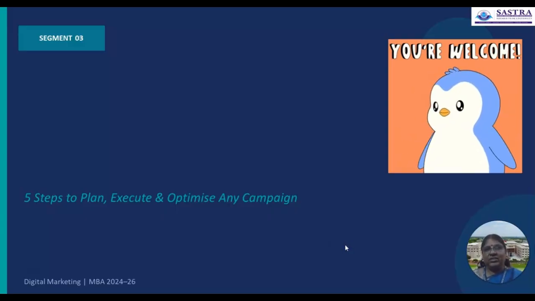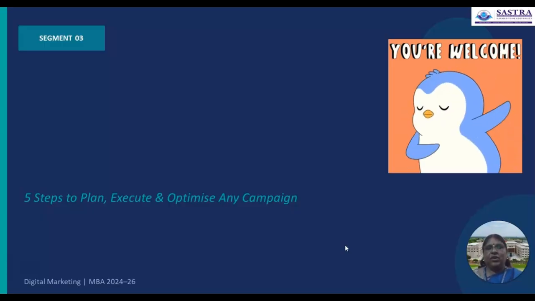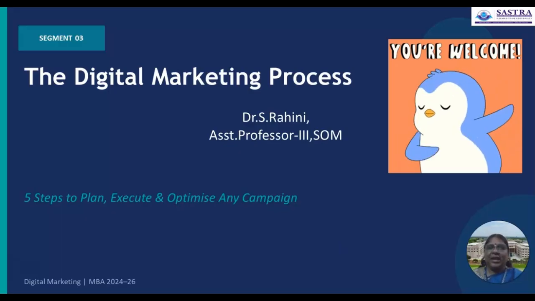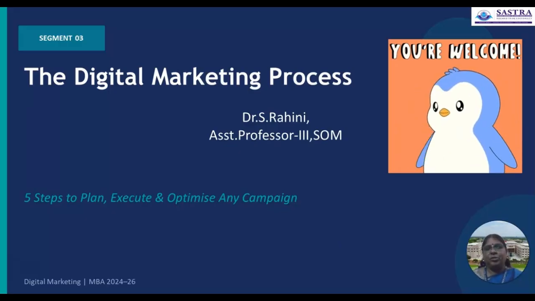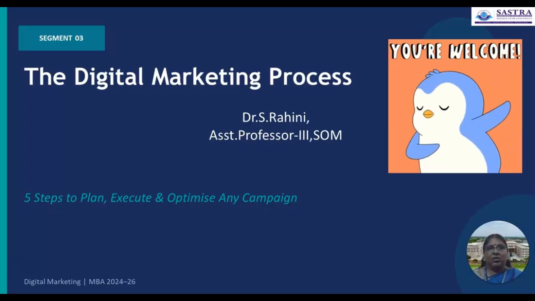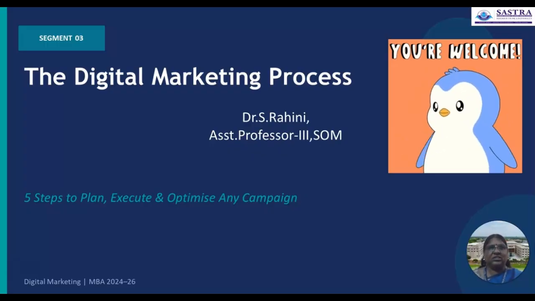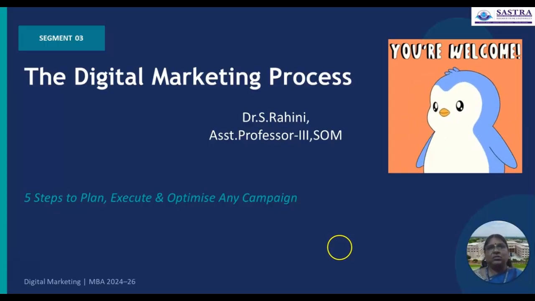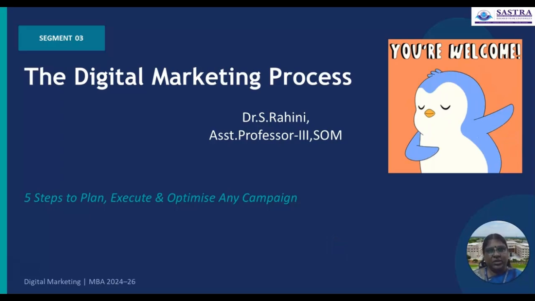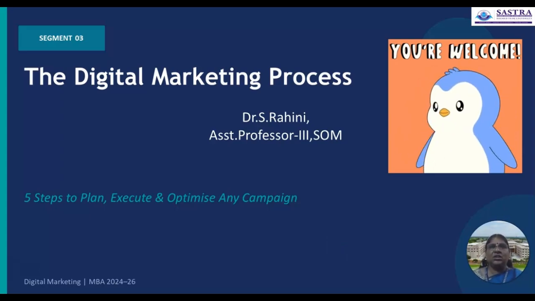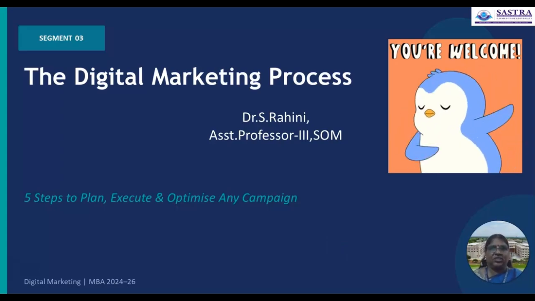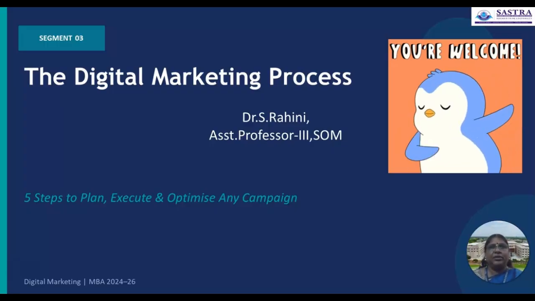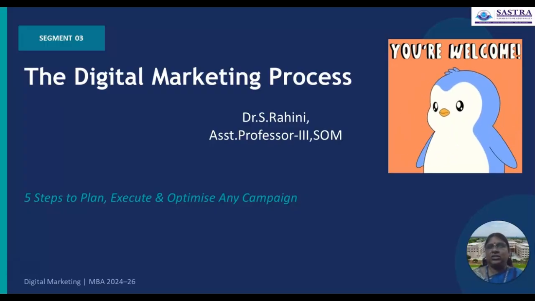In today's session, we are going to discuss the 5 steps to plan, execute, and optimize any campaign in the digital marketing process. In our last session, we traveled through 30 years of digital marketing history. Today, we are switching gears from the historical to the practical session. We are going to learn the 5-step process that you can apply to any digital marketing challenge.